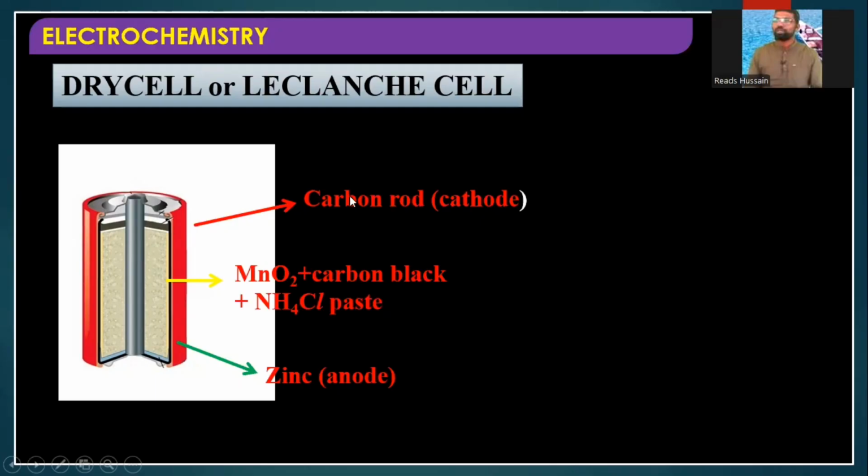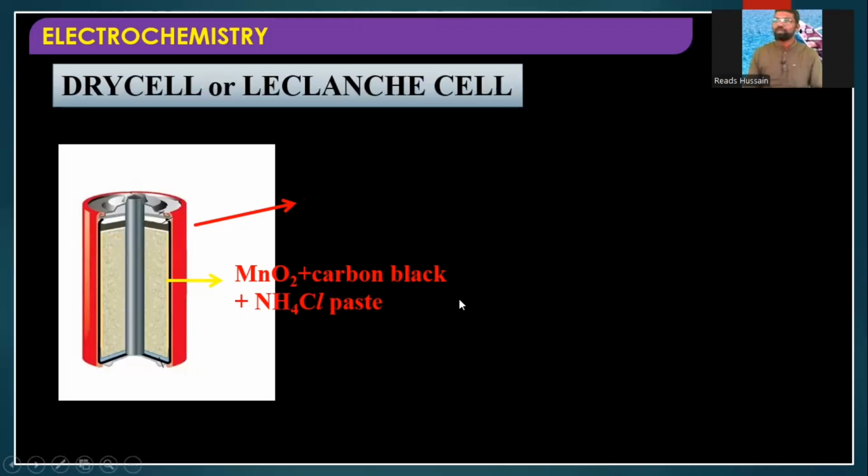Between cathode and anode, there is an empty space. That space is filled with manganese dioxide, carbon black, and ammonium chloride moist paste. So these are the electrodes and electrolytes present inside the dry cell.